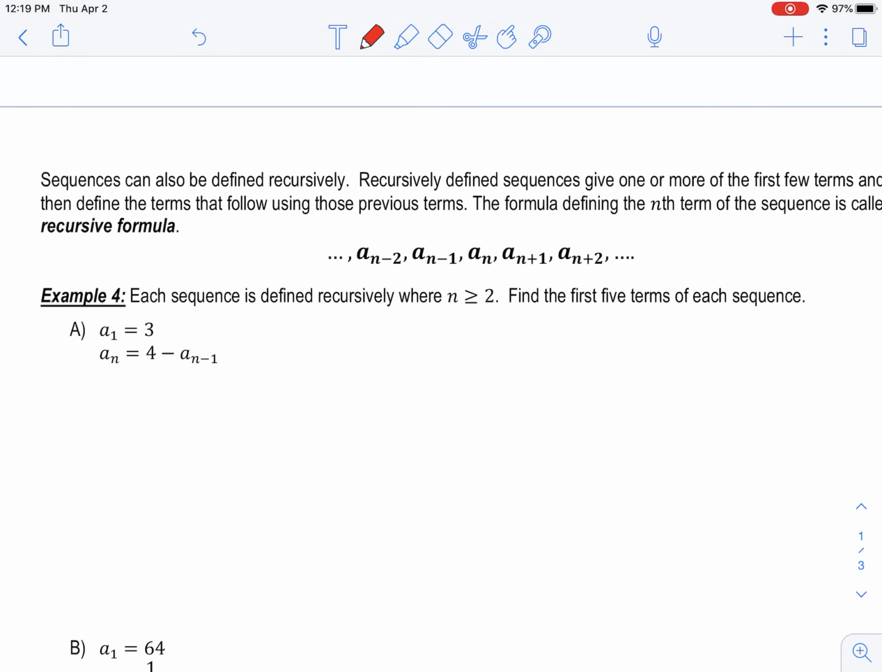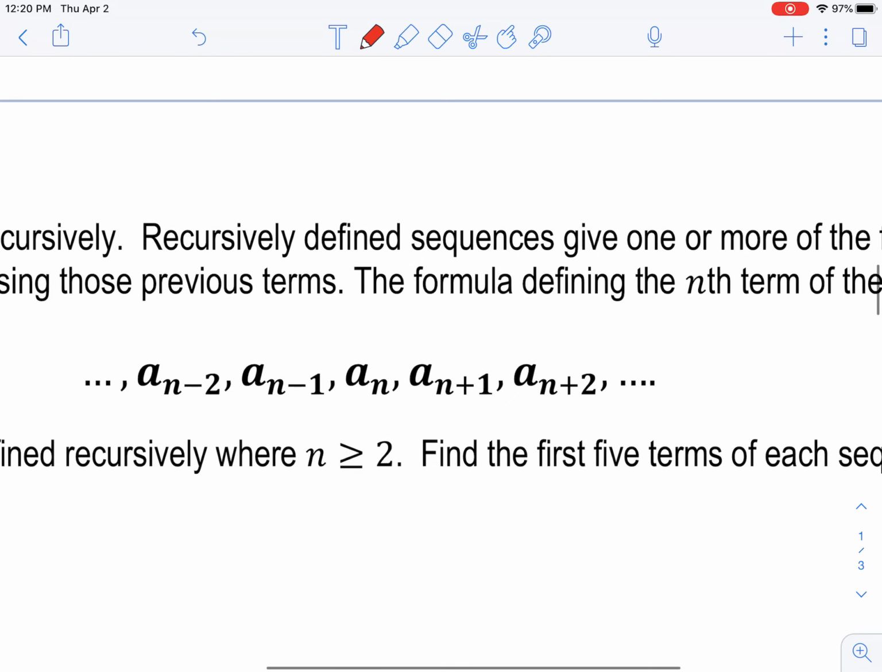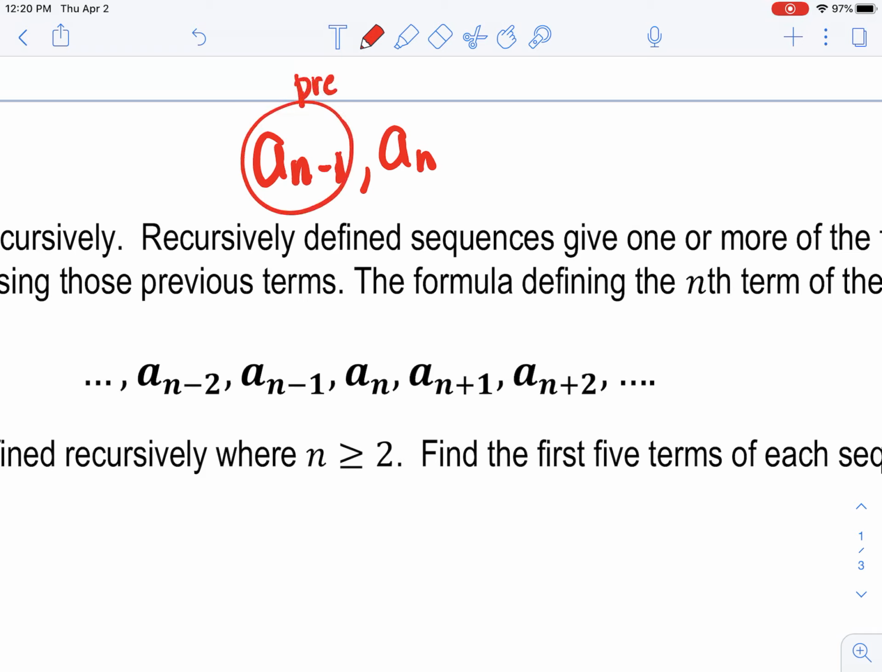Okay, next we need to talk about recursive formulas. So sequences can also be defined recursively. This is when you're given either the first term or the first and second term, and then it's giving you a pattern that it's following using that first and or second term. Things you need to know before we start: when I talk about a term, that's a sub n. If I want to talk about the term before that, that's a sub n minus 1. So this is the previous term.